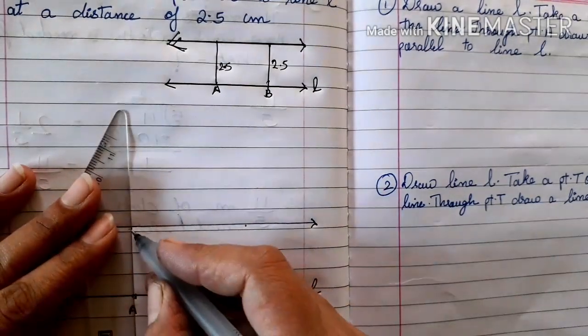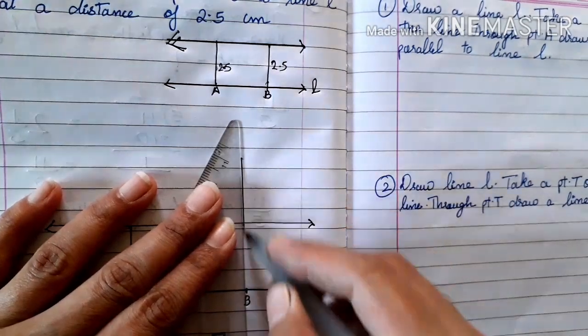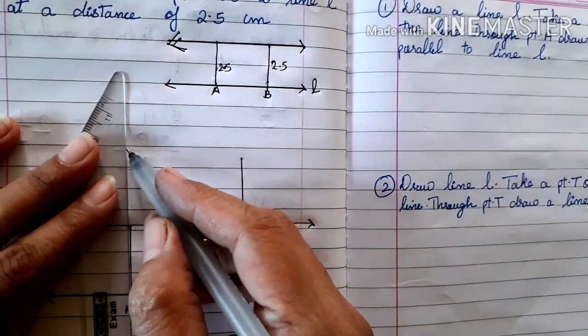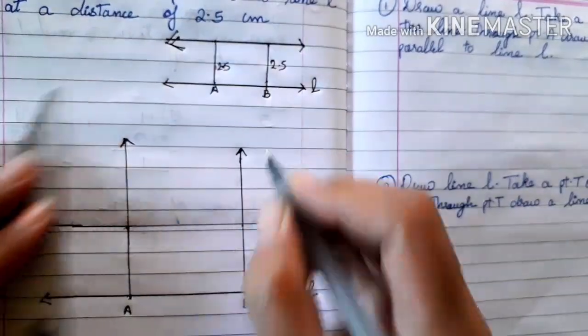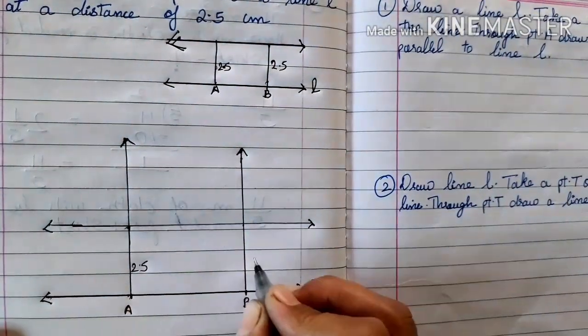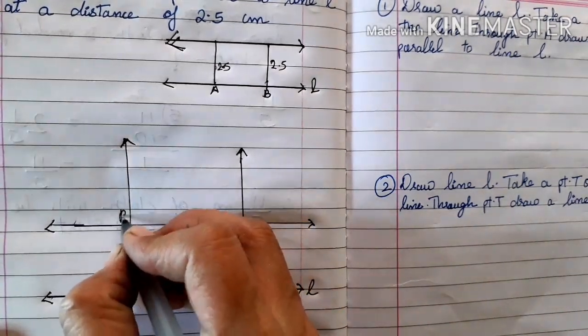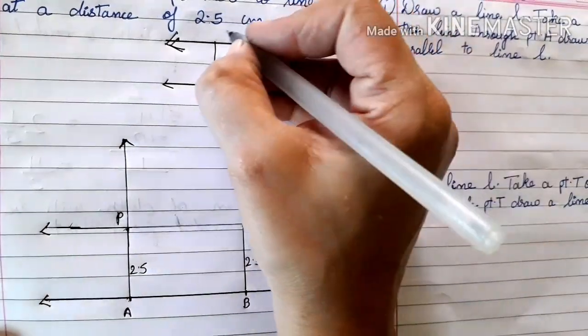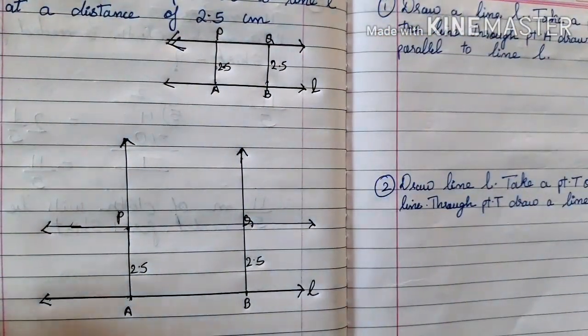The distance between the two parallel lines is, you can extend this line also. The distance between these two is 2.5. This is 2.5. This is also 2.5, and you can name these points as P and Q. Similarly, place P and Q over here also. Got it? It is very easy.